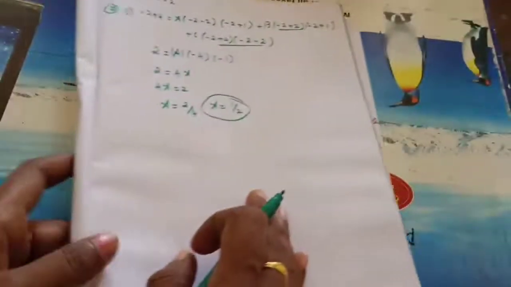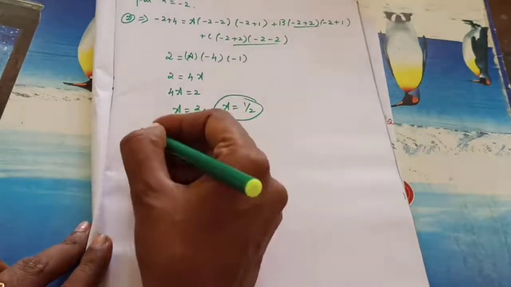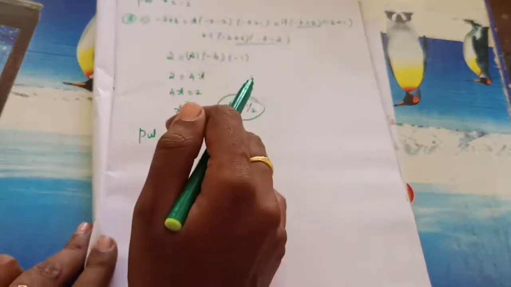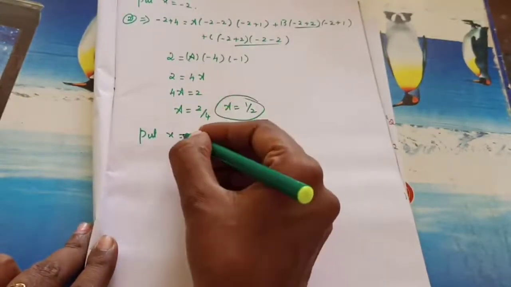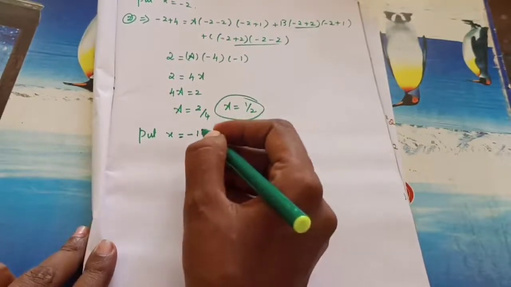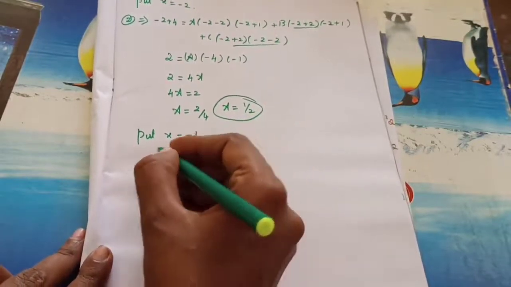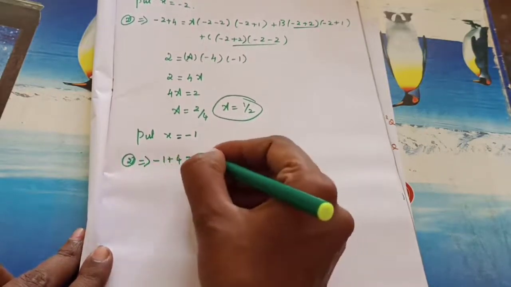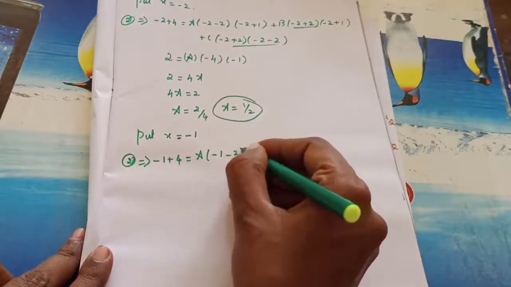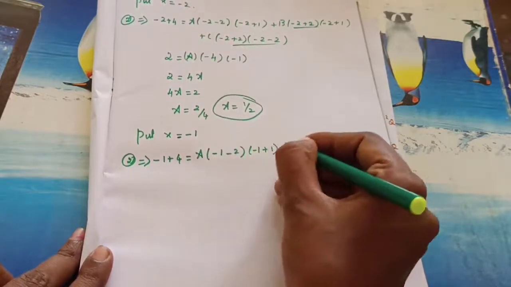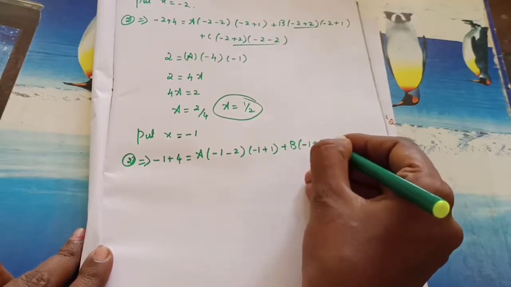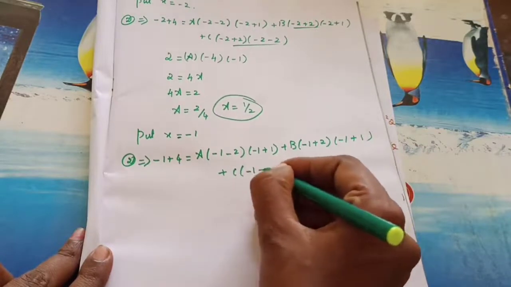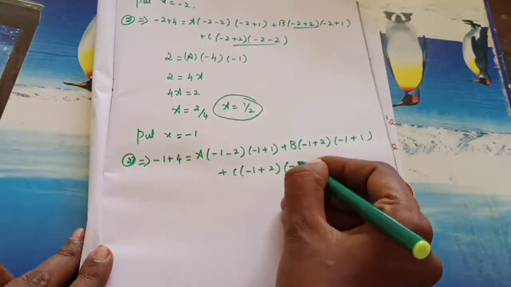Understand? Okay. Next, one more value you need to find, that is c. Shall we put x equal to which value? If you put x equal to minus 1, you will get c as the value. c is equal to minus 1. So substitute in equation number 2: minus 1 plus 4 is equal to a into (minus 1 minus 2)(minus 1 plus 1) plus b into (minus 1 plus 2)(minus 1 plus 1) plus c into (minus 1 plus 2)(minus 1 minus 2).